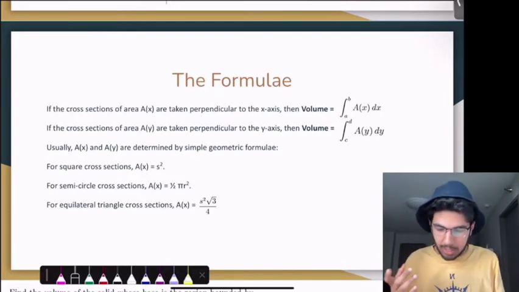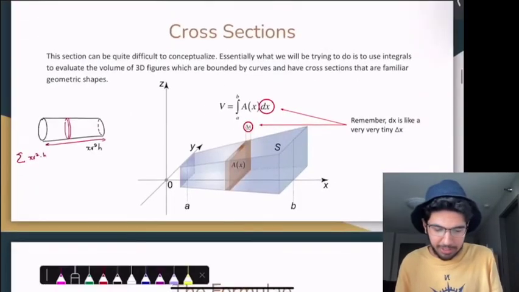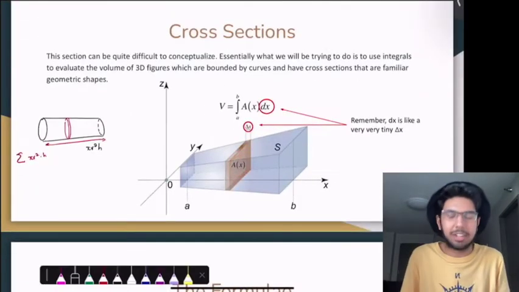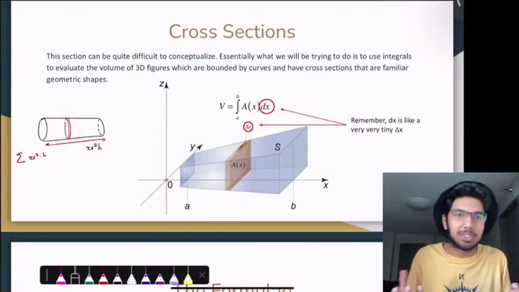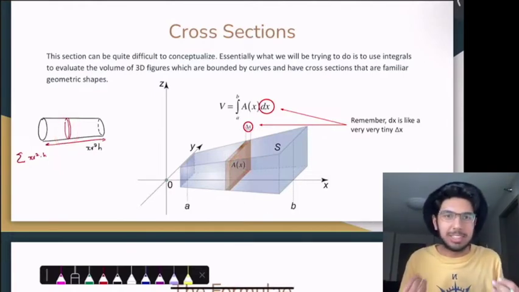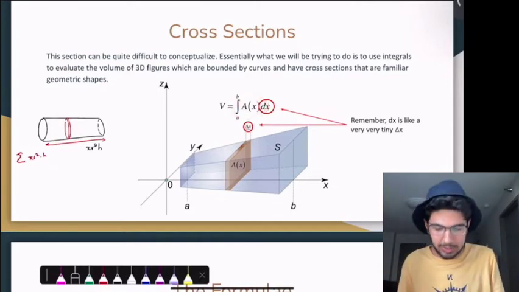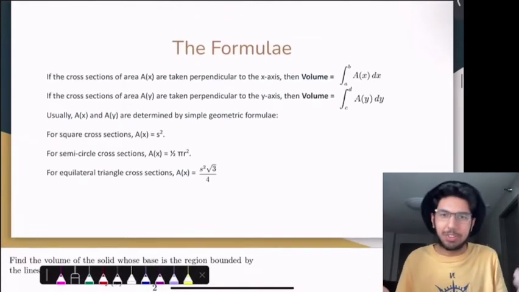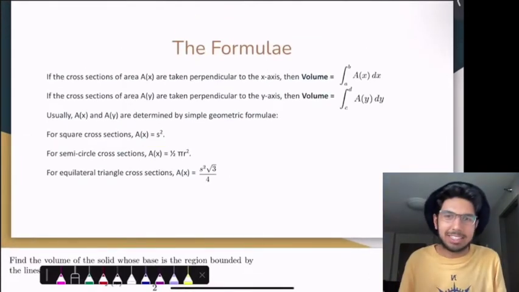Okay, and then usually A of x and A of y are determined by simple geometric formulae. So we saw up here, we assumed that A of x was a square, or it kind of looks like a rectangle too. Here, A of x would be a circle. So those should be very easy to figure out, which will be nice because then we can figure out the integrand really easily. And just for your reference, for square cross sections, A of x would be s squared.